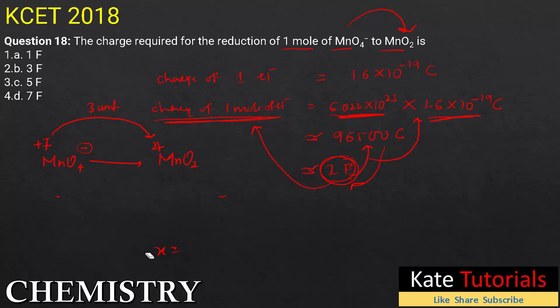Why did I calculate that oxidation state? If I put 3 electrons to MnO4 minus, it is going to convert to MnO2. So if I take 1 mole of this, 3 moles of electrons I have to take. So it involves 3 moles of electrons. If 1 mole of electrons has a charge of 1 Faraday, 3 moles of electrons will have 3 Faraday. So the answer is 3 Faraday. Option B is the correct option.